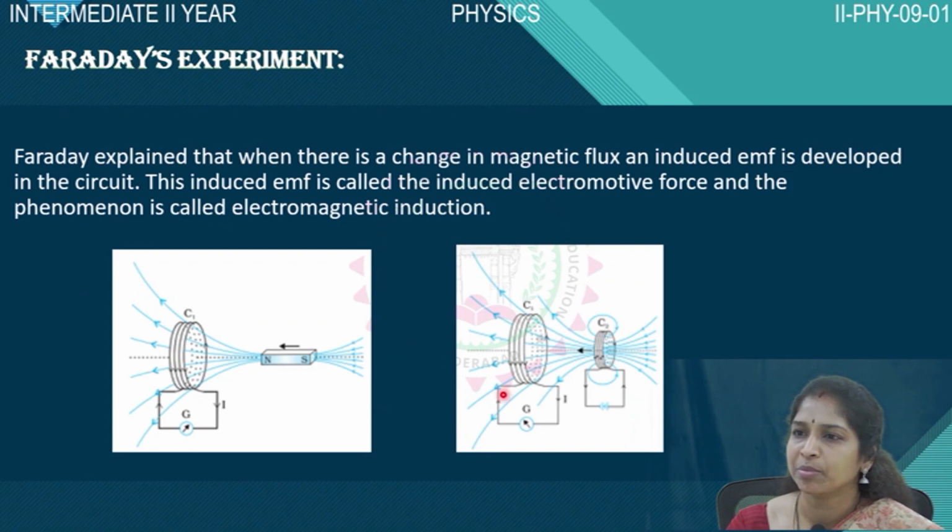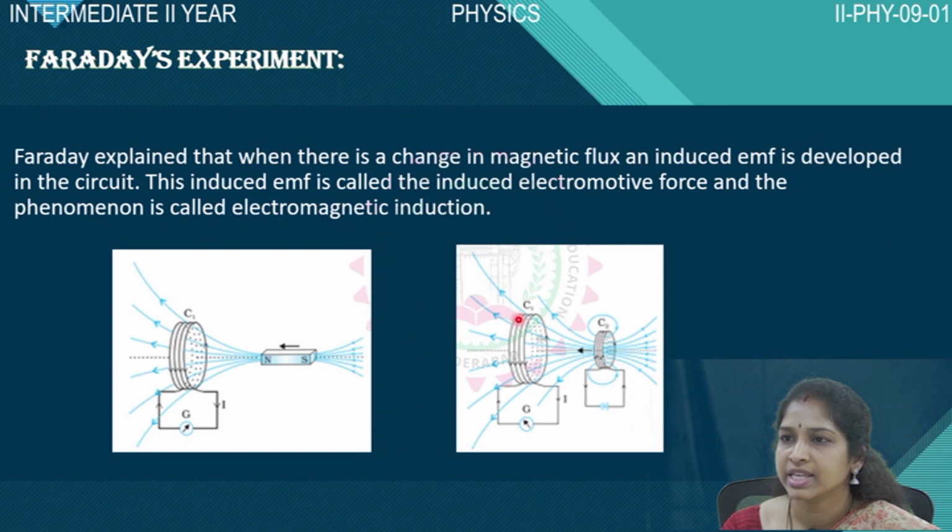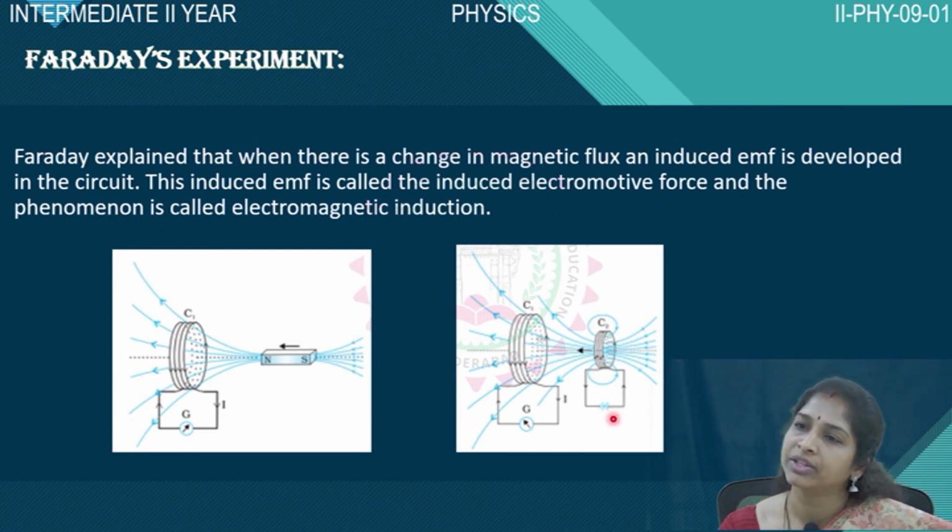And his second experiment is this. This is a coil C1. This coil is connected to a galvanometer, and there is another coil that is connected to a battery. We know that when a battery is connected, current passes through the coil. So current passes through this second coil, coil C2. And we also know that according to Oersted's experiment, when current passes through the coil, it acts like a magnet. So now this coil is acting like a magnet.